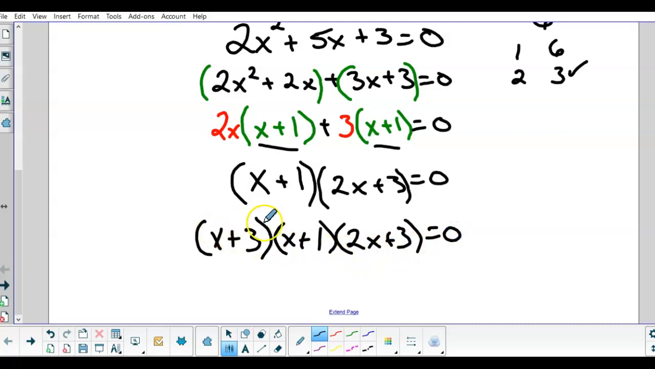And from here, we set each parentheses equal to 0. I have my solutions. x equal to -3, x equal to -1. Set this equal to 0. x is equal to -3/2. So I have used synthetic division to find the factors of a higher degree polynomial given a factor.